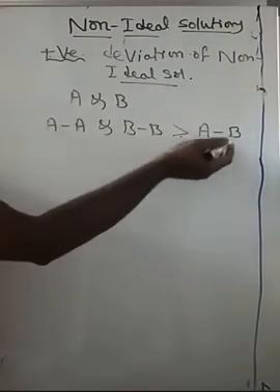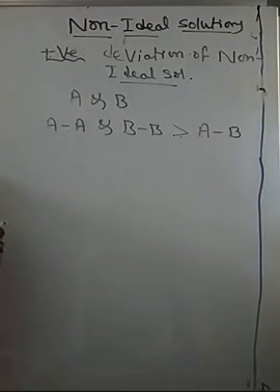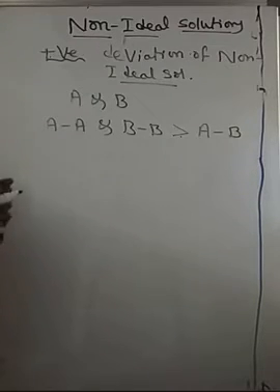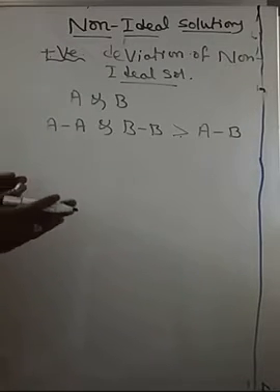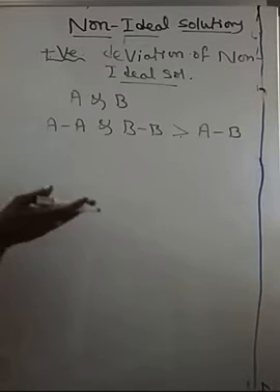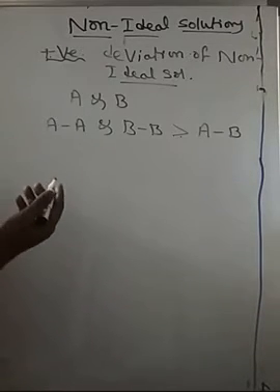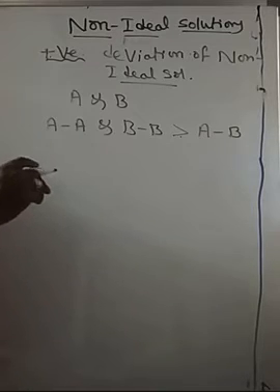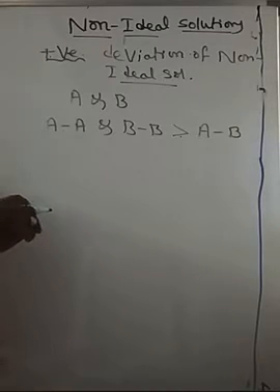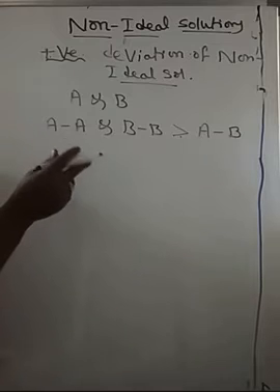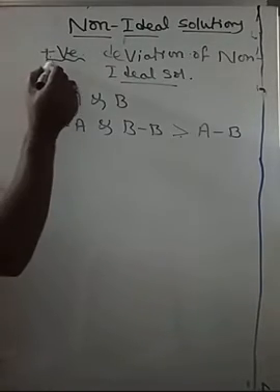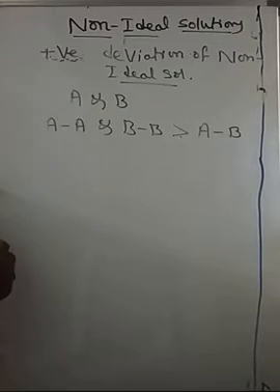After mixing of the two components, the force of attraction becomes weak. Then both components evaporate, and due to evaporation the pressure increases. Therefore the vapor pressure becomes more than the expected vapor pressure. That's why it shows the positive deviation.